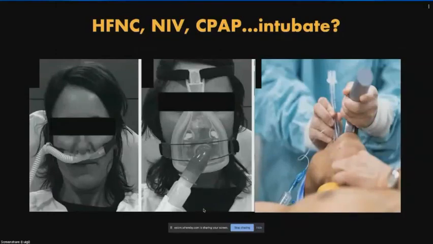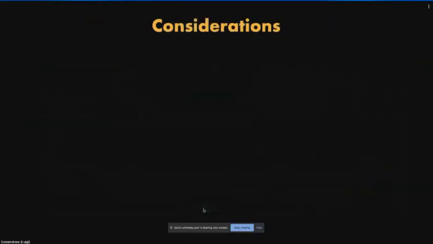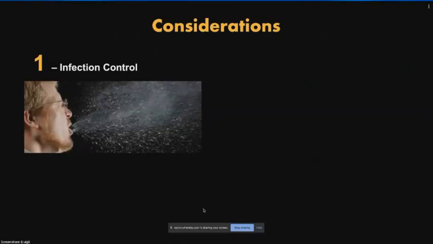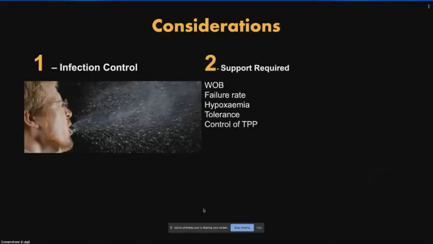Some of them are to do with medical choice, and others sometimes organizational. And I think there are considerations. One, certainly the infection control is a big issue. In some hospitals, the use of high flow is not allowed because of the infection control issues. The other consideration is about the support that the patient actually requires, both in terms of respiratory work of breathing, but also how likely is this patient to fail, the degree of hypoxemia, the tolerance to the interface, for example, and the control of the transpulmonary pressure.